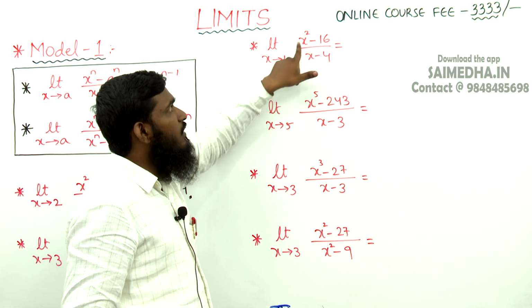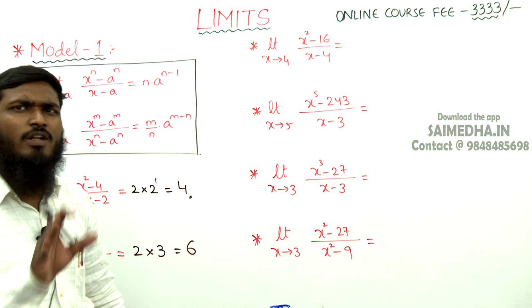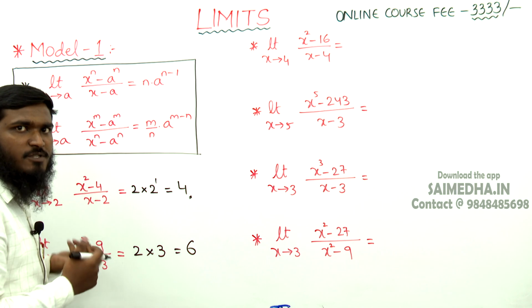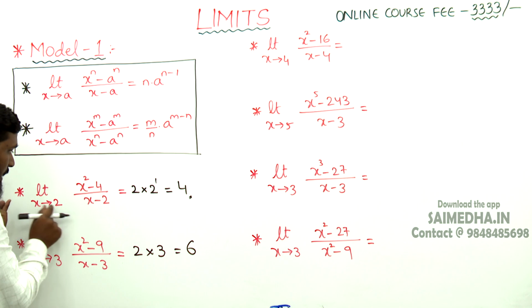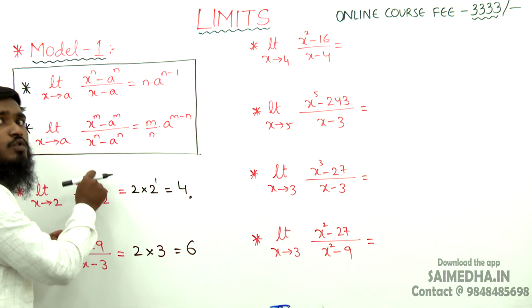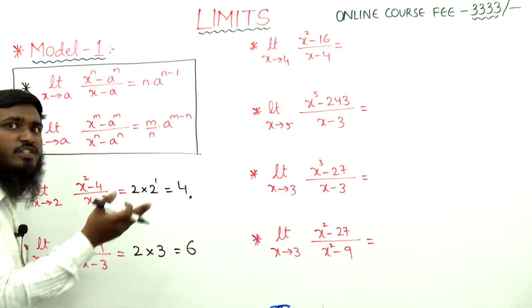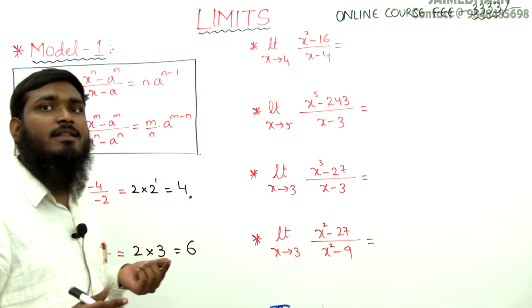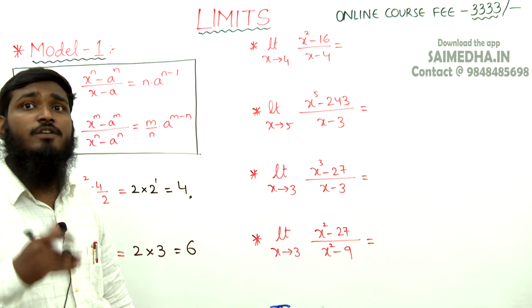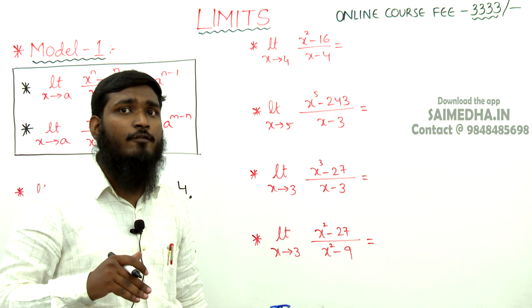Limit x tends to 4, x square minus 16 divided by x minus 4 is there. Actually, what is the procedure here? Whenever we get this type of question, we directly substitute the x value. If you substitute the x value over here, what will happen? 4 square minus 16 gives 0. In the denominator also 4 minus 4 is 0. 0 by 0 is an indeterminate form. That's why we are using the shortcut, the standard limit, over here. Understood? If we get the answer 0 by 0, it is an indeterminate form. If it becomes an indeterminate form, what do we have to do?